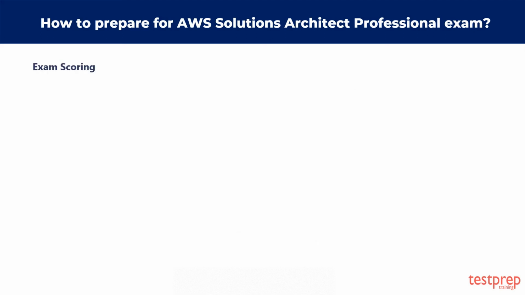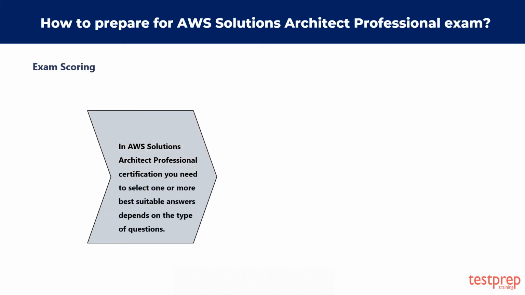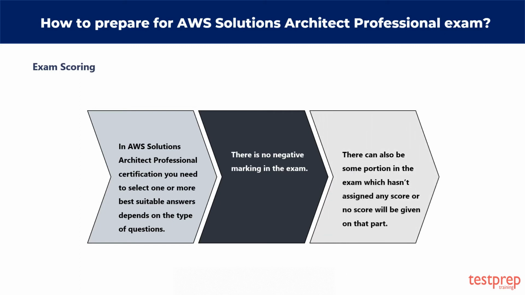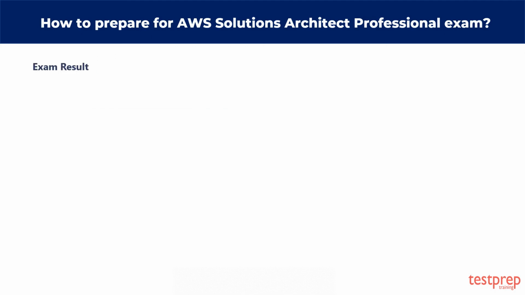Exam scoring methodology. First, in the AWS Solutions Architect Professional certification, you need to select one or more of the best suitable answers, depending on the type of questions. Second, there is no negative marking in the exam. Third, there can also be some portion in the exam which hasn't been assigned any score, or no score will be given on that part.